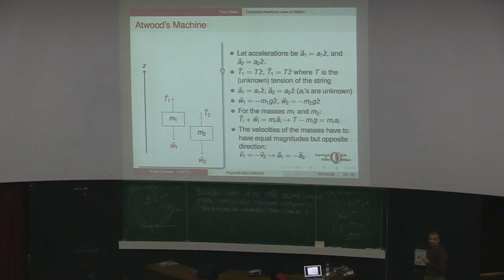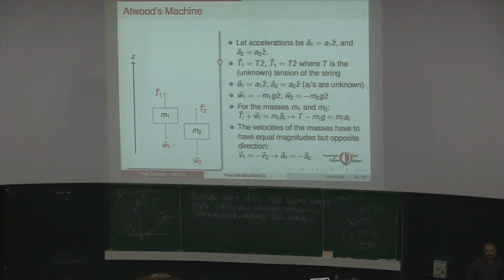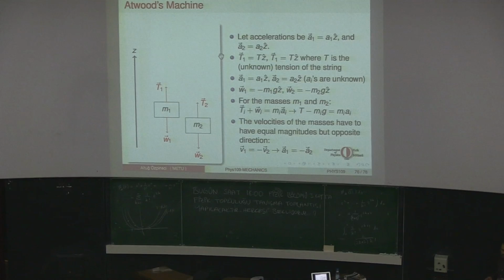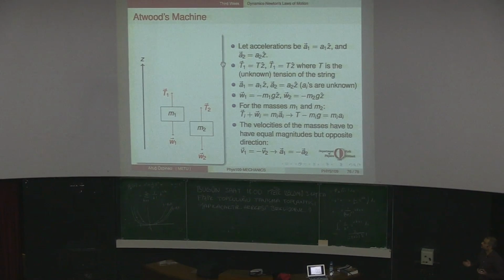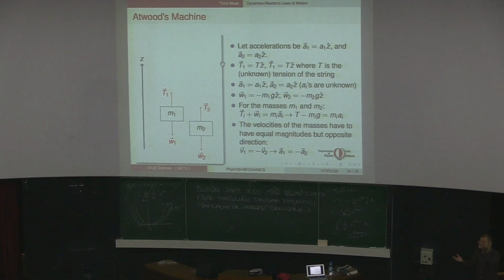Otherwise, if this is not satisfied, either the string will break at some point, or the string will get loose. So for example, if this mass is stationary and the other one is moving up, then the string becomes loose. In the other extreme, if you just pull this mass down, then the string should break if it is forced to move down.